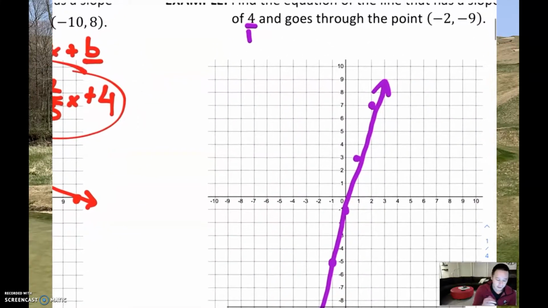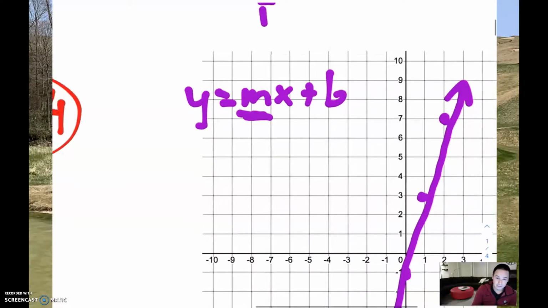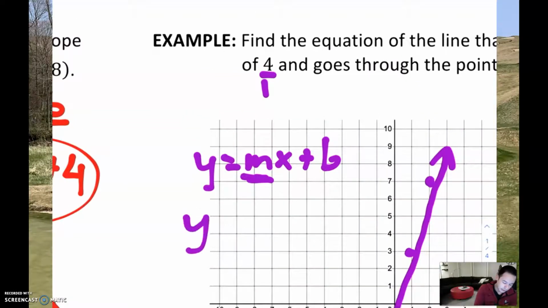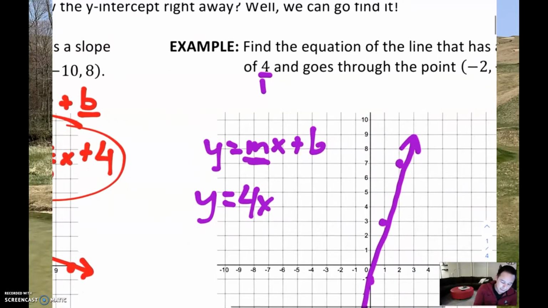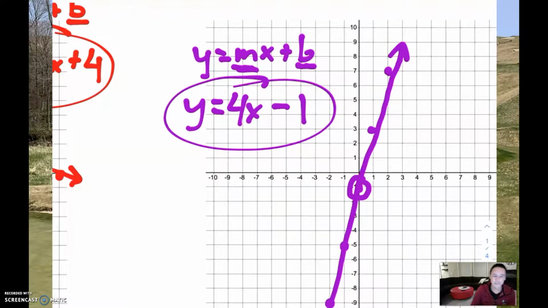So we know it has a slope of 4. Let's go ahead and use our y equals mx plus b. Remember your slope that was given to you in the problem, it's 4. So it's y equals 4x. And then this b is going to be the y-intercept. And the y-intercept will be right here, and that's where it crossed the y-axis. In this case, it is -1. So the equation of that line will be y equals 4x minus 1.